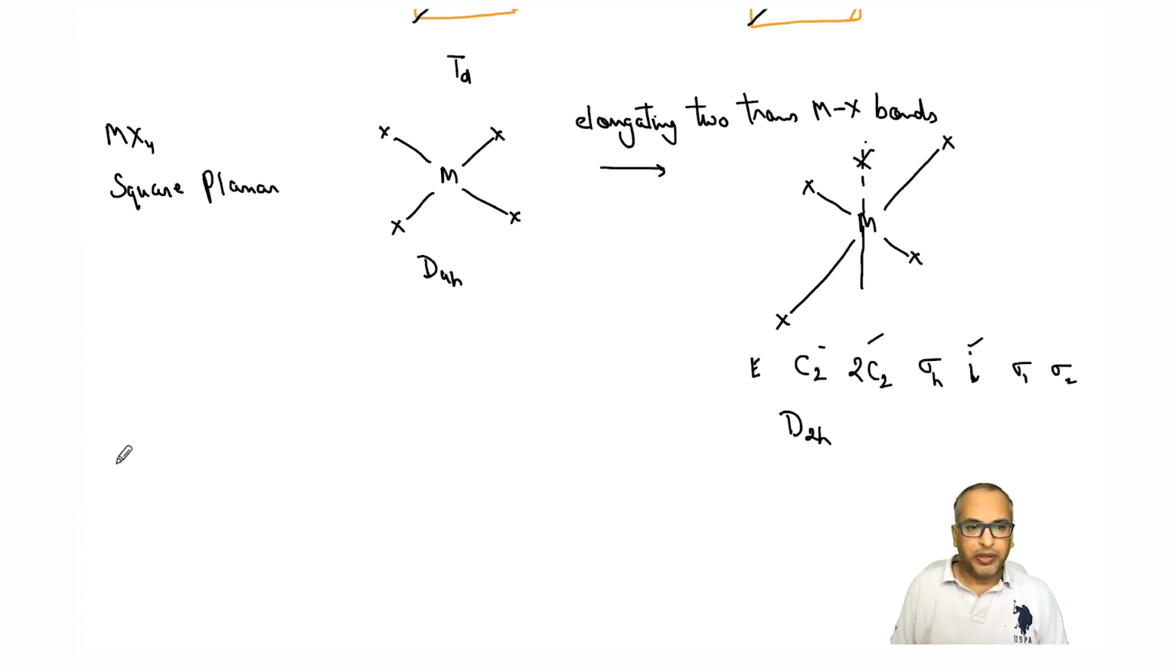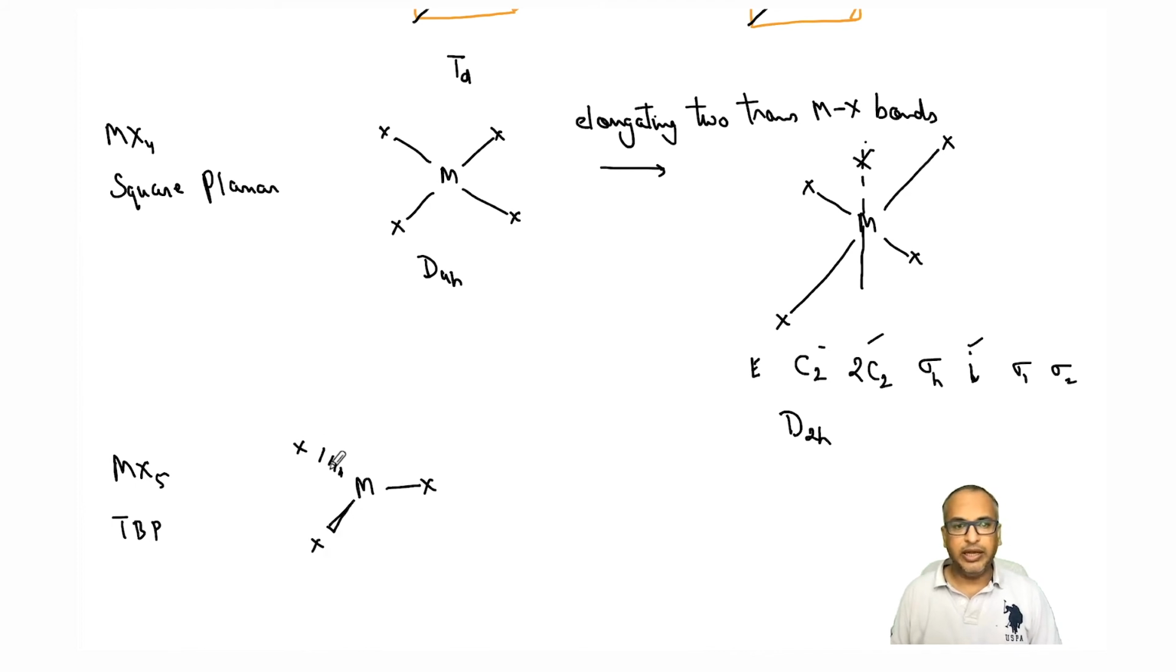So you have MX5, which is trigonal bipyramidal. What will be the point group here? So let me draw the molecule. In this case, equatorial bonds are of one length and axial bonds are of a different length, right? So this is a trigonal bipyramidal case. What will be the point group? The point group is D3H here.